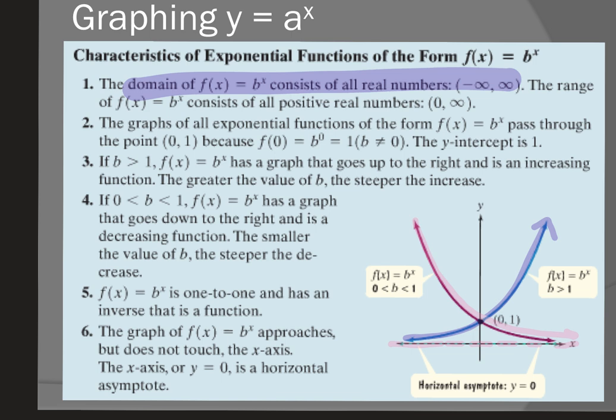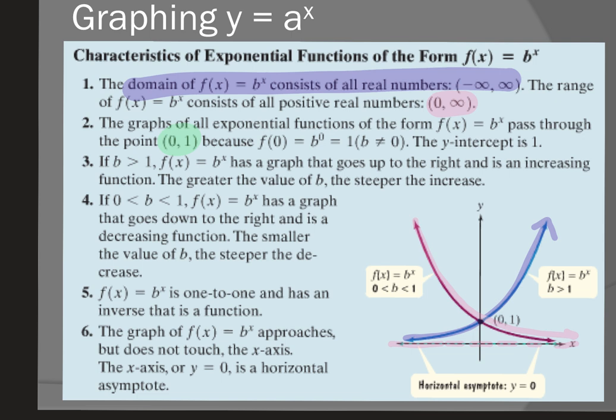The range is 0 to positive infinity if it doesn't have a vertical shift. That will change if it has a vertical shift, which we'll talk about in a little bit. There is a y-intercept at (0, 1) on my parent function, because if I plug 0 into the exponent, then my base becomes 1.